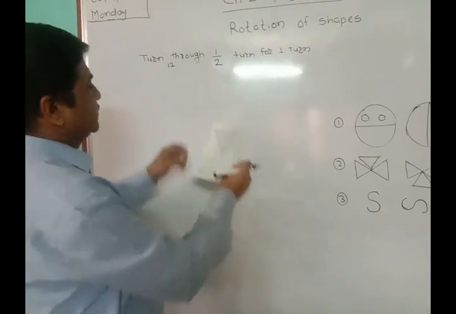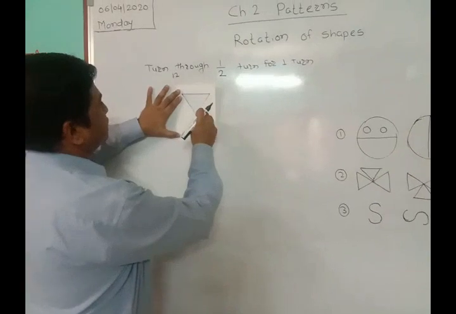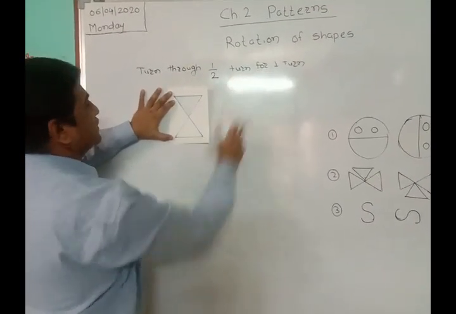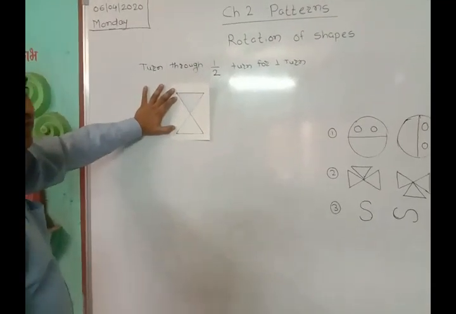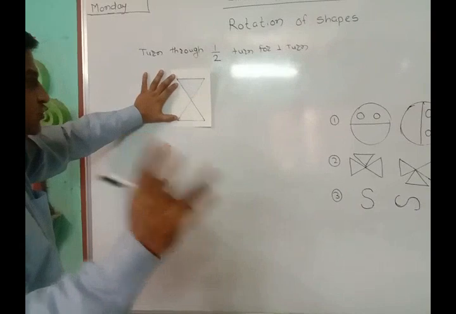Next pattern, in which we are going to turn the given figure through a half turn, for one complete turn. When it is said half turn, how many half turns are there in one complete turn? There are 2 half turns.